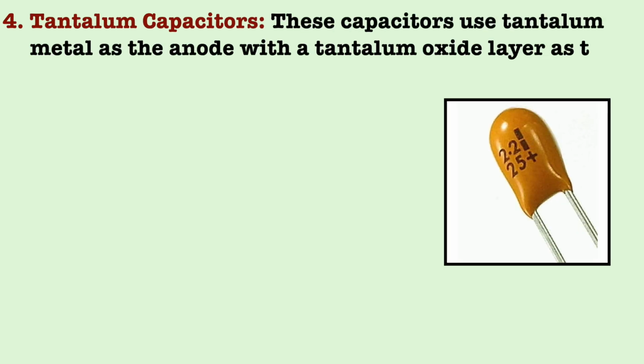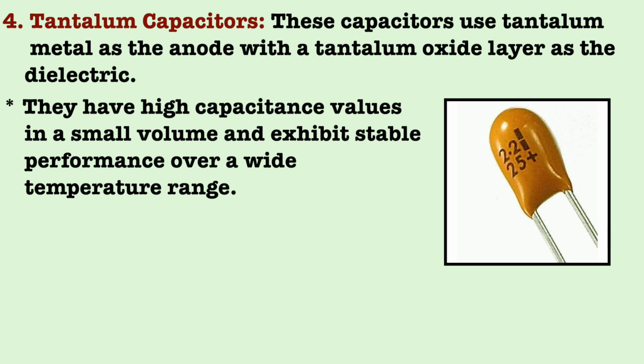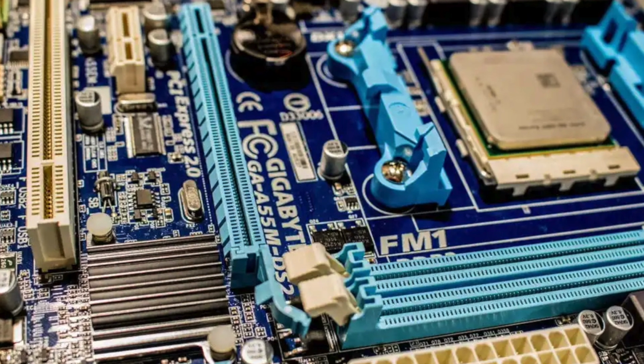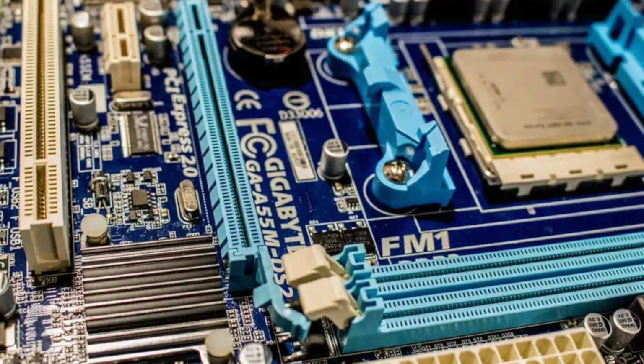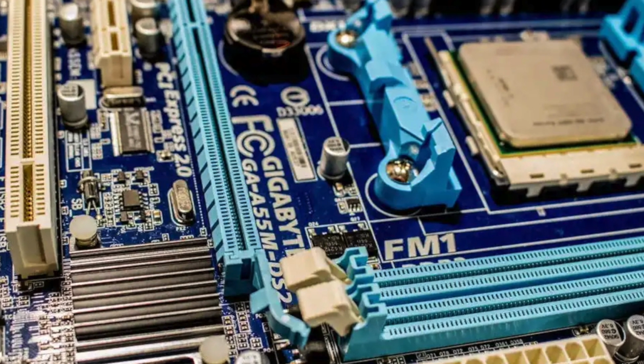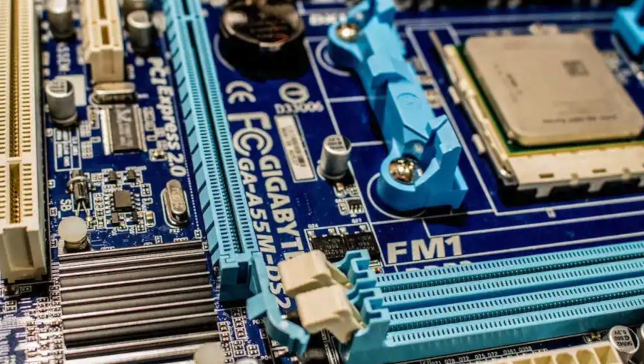The next capacitor that we are going to discuss here is the tantalum capacitor. These capacitors use tantalum metal as an anode with a tantalum oxide layer as dielectric. They have high capacitance value in a small volume and exhibit stable performance over a wide temperature range. Commonly used in compact electronic devices and industrial control systems where space is limited and high reliability is required. In handheld industrial devices or compact automation controllers, tantalum capacitors are used for energy storage and decoupling purposes.